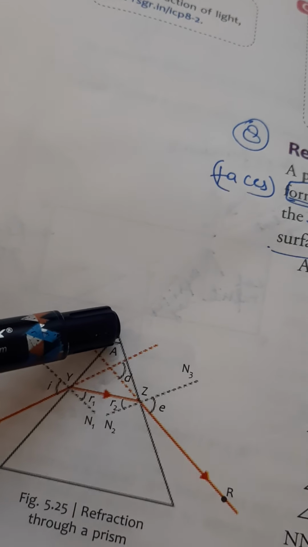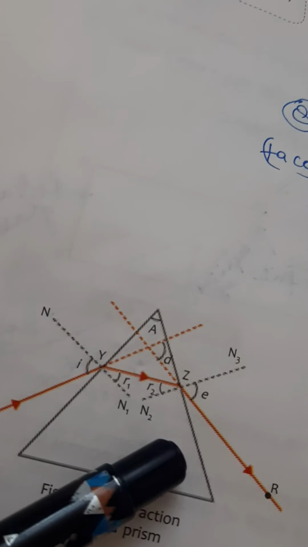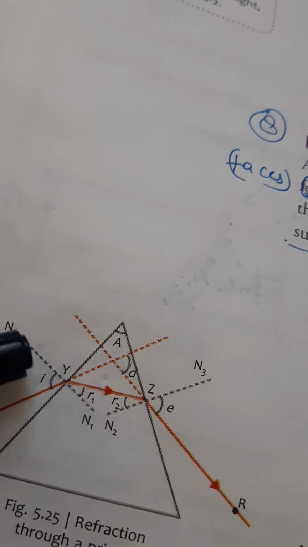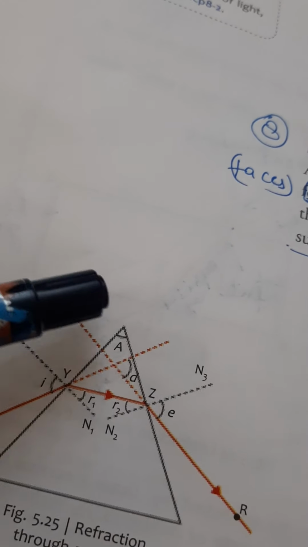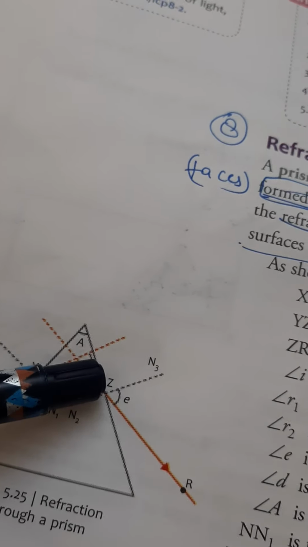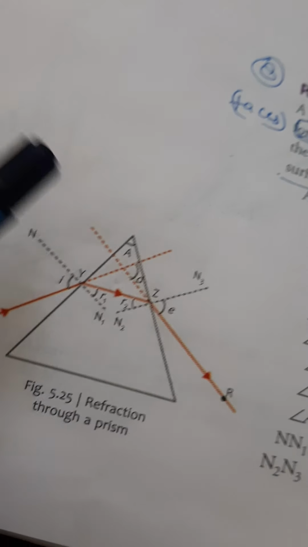And what is this capital A? It is the angle of prism. And what is N1? It is a normal. What are N2, N3? They are also normals drawn on the second face. N1 is drawn at the point Y, and N2, N3 normal has been drawn at the point Z. Like this, you can write it separately also, or you can show it in the figure only. So this is the refraction through a prism.